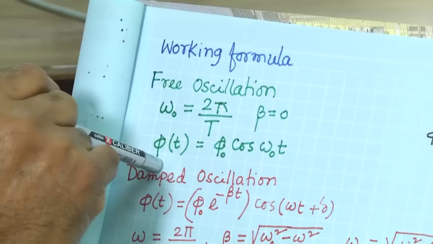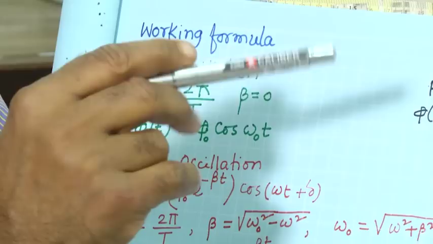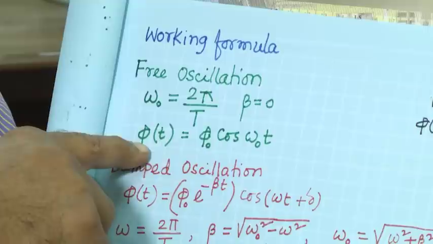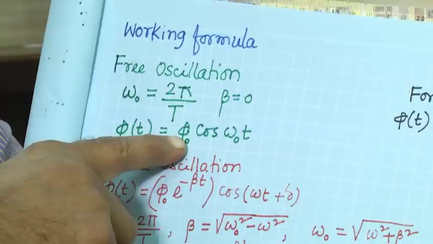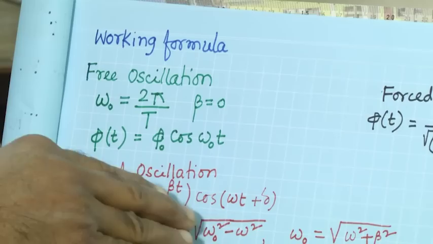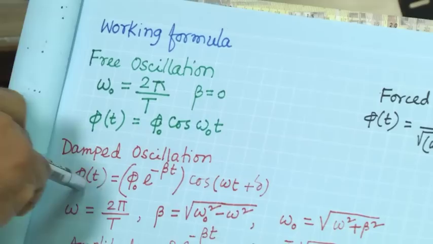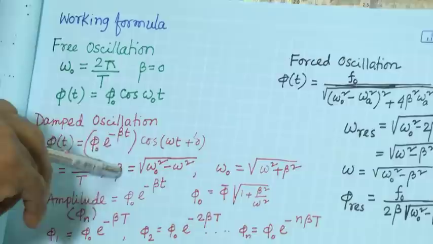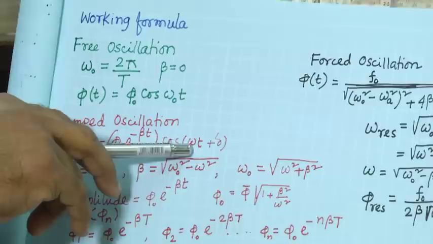So it is the cos variation of phi. With time there will not be any change of this amplitude. It remains constant, the same amplitude all the time. And then for damped oscillation, the motion of the oscillator is phi(t) equals this amplitude part. You see now the amplitude will decay, and its frequency is omega equals 2 pi by T.